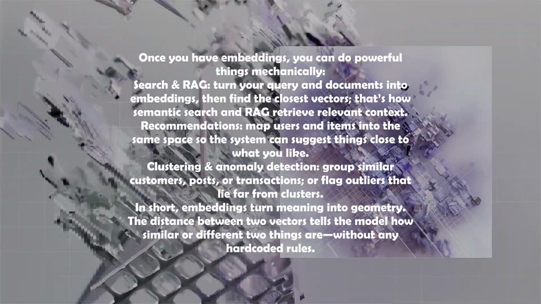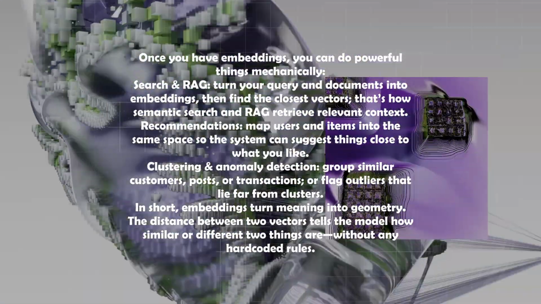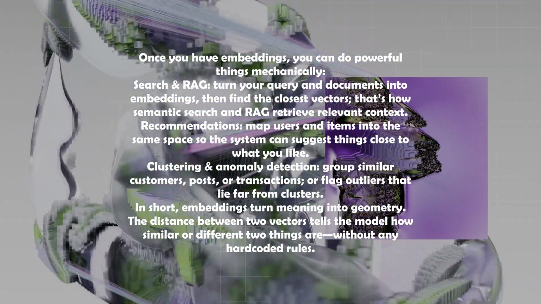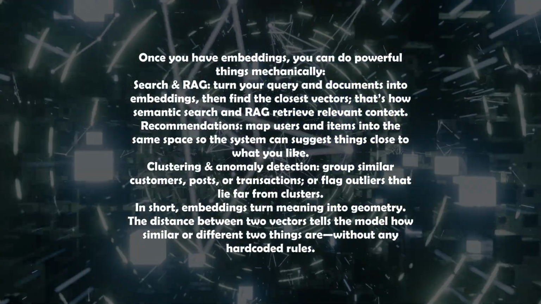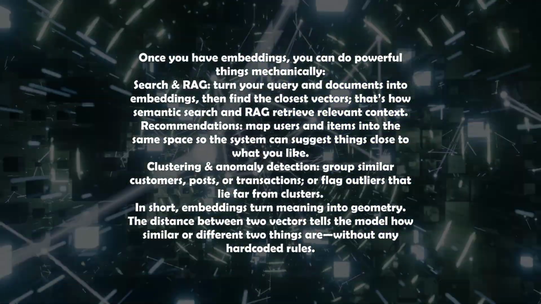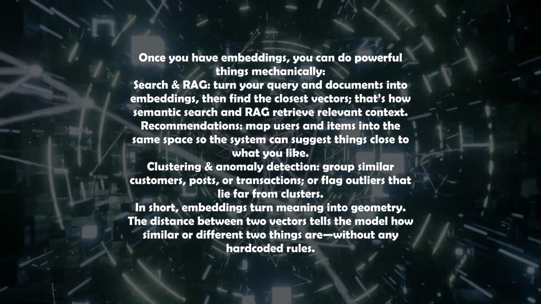Now, where do you see embeddings in action? Once you have embeddings, you can do powerful things mechanically. Search and RAG: turn your query and documents into embeddings, then find the closest vectors. That's how semantic search and RAG retrieve relevant context.